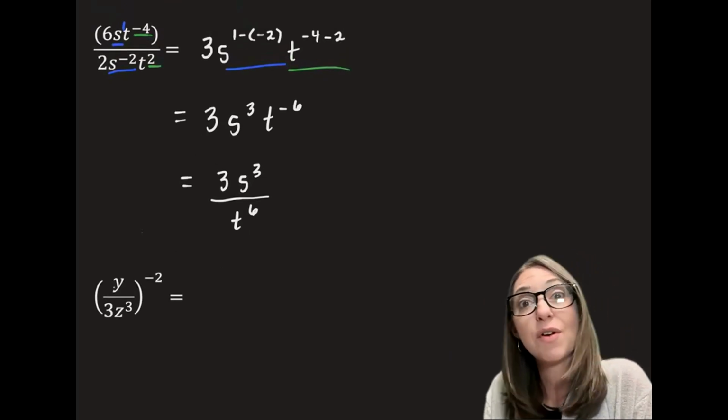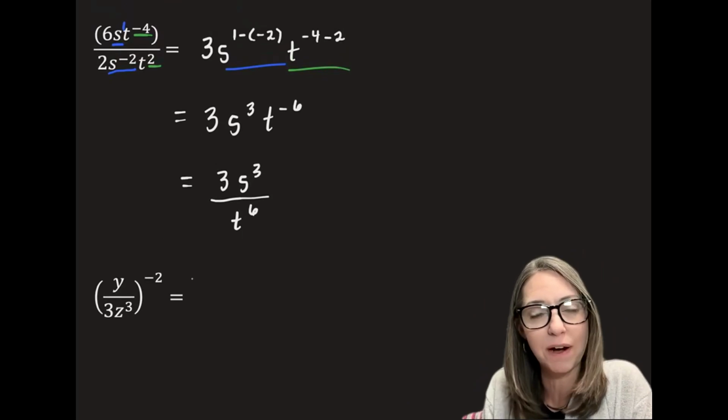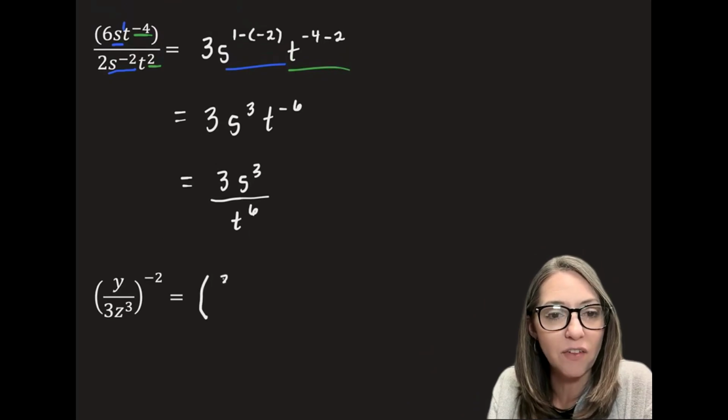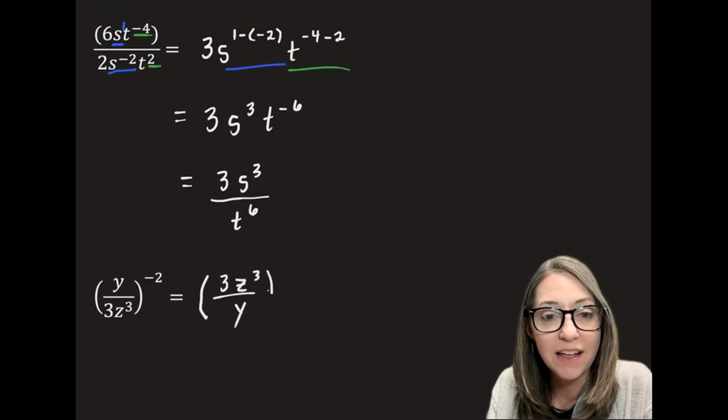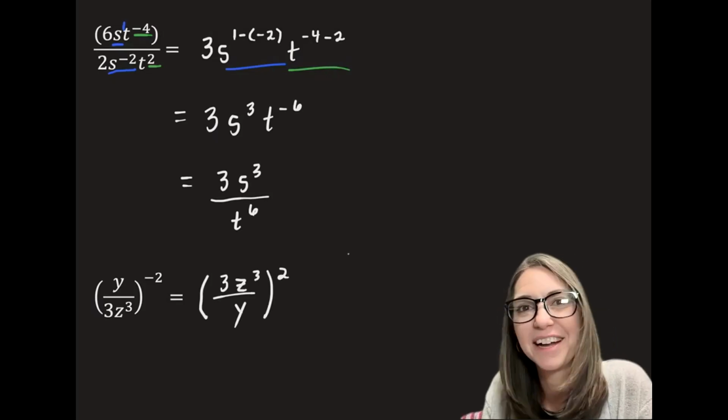One of those is that if you have a fraction to a negative exponent, you can take the reciprocal of the fraction and make the exponent positive. It's just skipping about 3 steps of exponent rules, right? So that's what I'm going to do first. I'm going to flip this fraction and call it 3z cubed over y, and that is all to the power of positive 2. Simple little exponent rule for fractions.